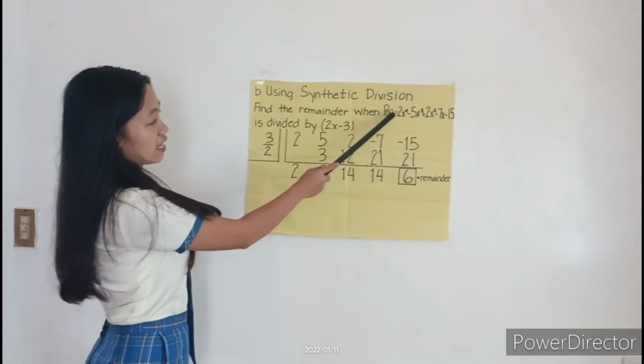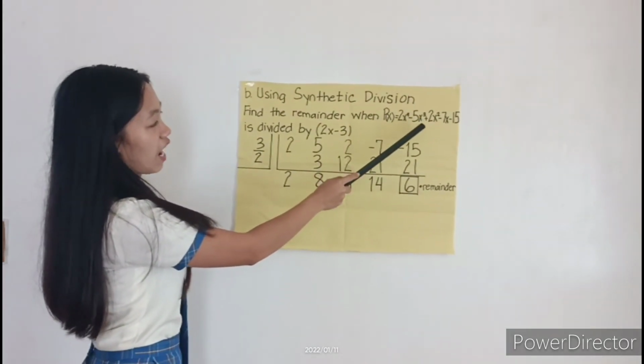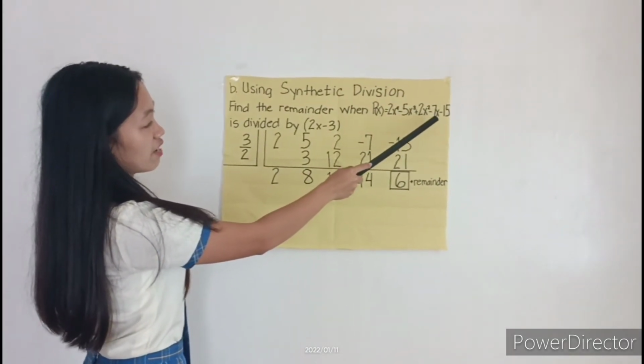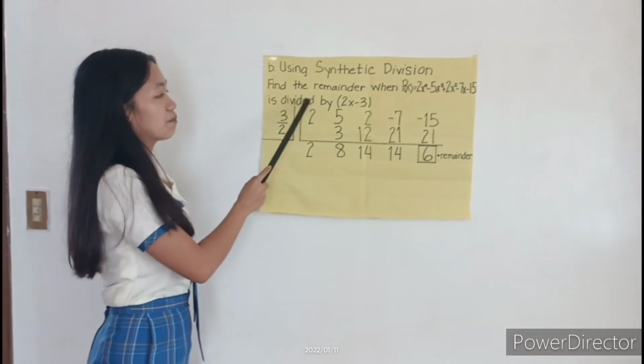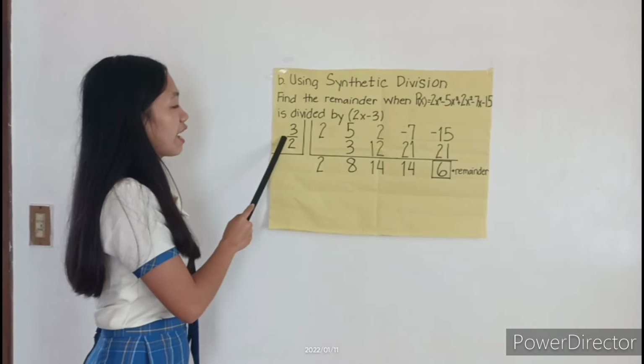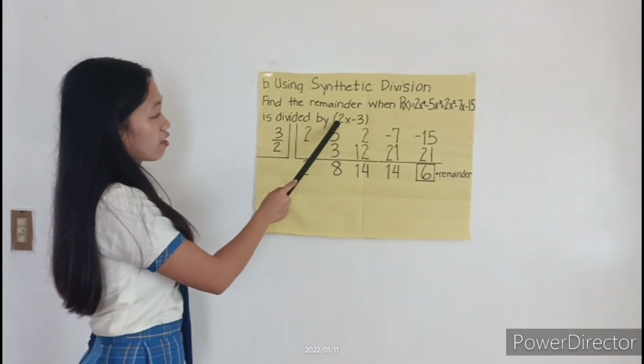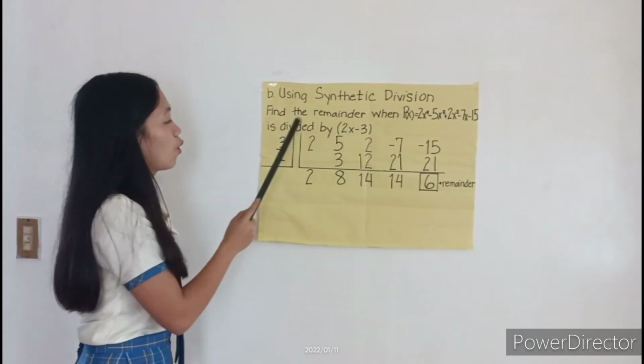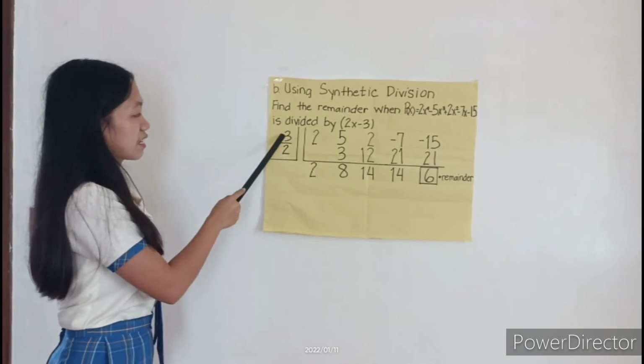When p of x equals 2x raised to 4 minus 5x cubed plus 2x squared minus 7x minus 15 is divided by 2x minus 3. So to get the value of our x, let's equate our divisor to 0. So now the value of our x is 3 halves.